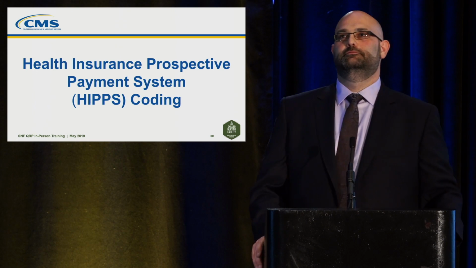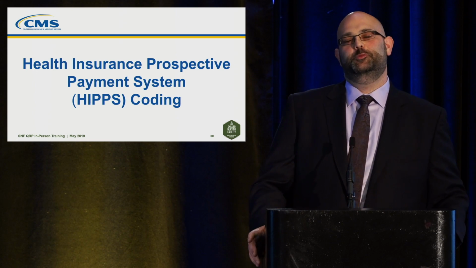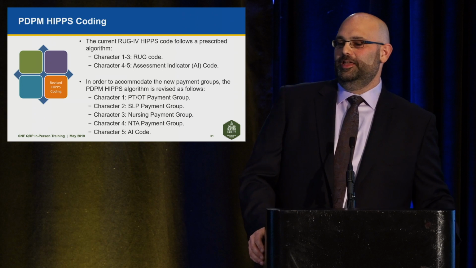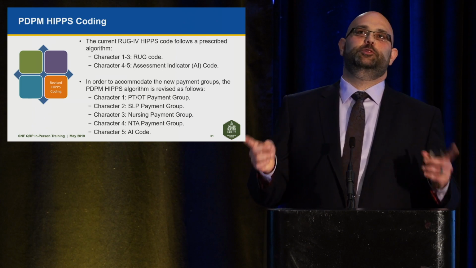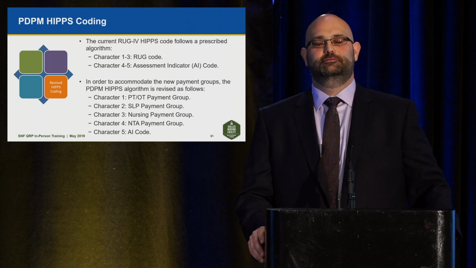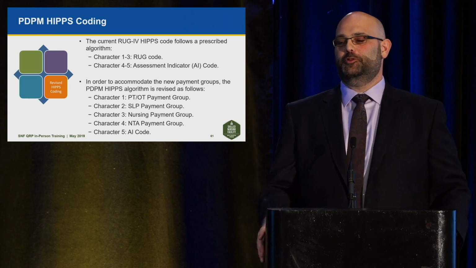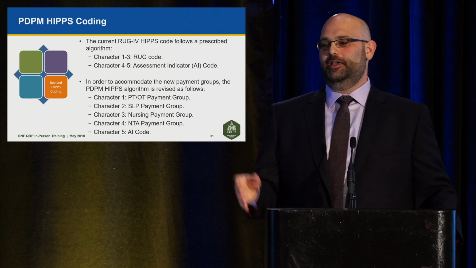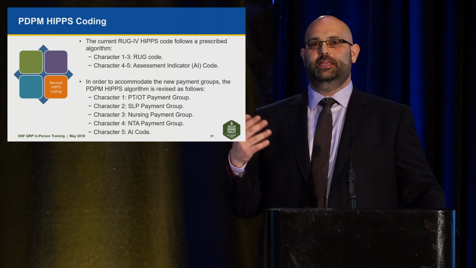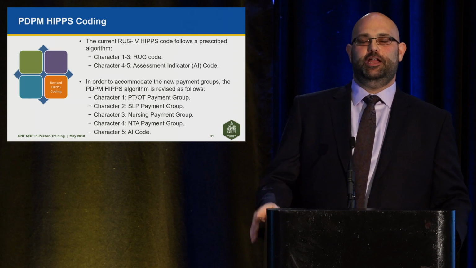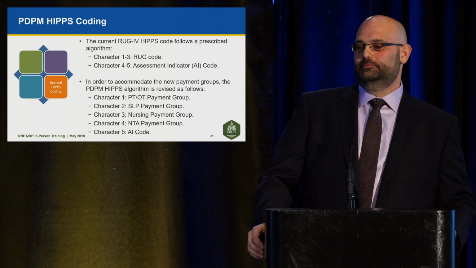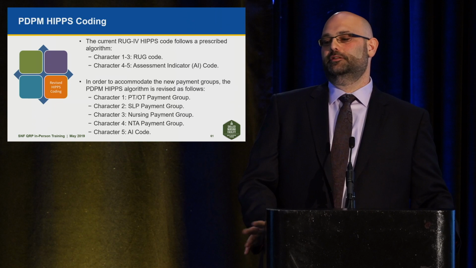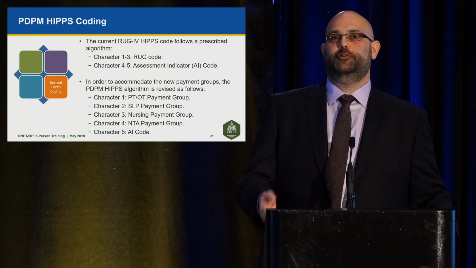Now, the HIPPS coding, which has generated some questions because we made a mistake. The HIPPS code, this is the right one. Anyone who asked which one's right when the 2 sources differ, this is the one that's right. The current HIPPS code is a 3-character RUG code and a 2-character AI. The new HIPPS code for PDPM is also 5 characters, but each of the characters represents something different than in the current system.